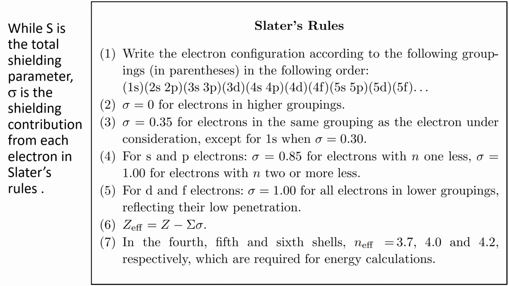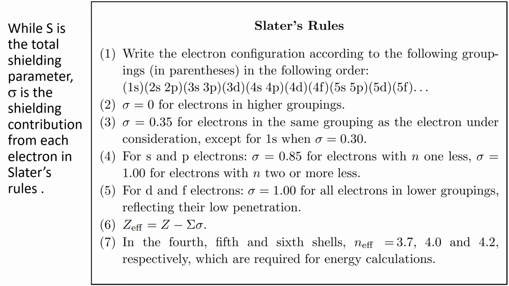And so what we need to do is sum over all the shielding contributions from all the other electrons. And so this is why we introduce here this lowercase sigma. The lowercase sigma will be the shielding contribution from one of the other electrons in the atom. And what we do is we sum over all the other electrons in the atom to give us the overall shielding effect experienced by our electron of interest, and that's the capital S shielding parameter.